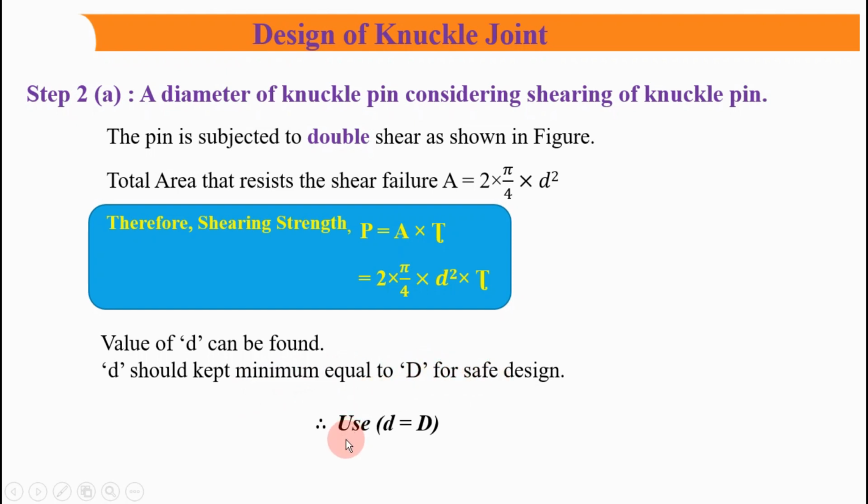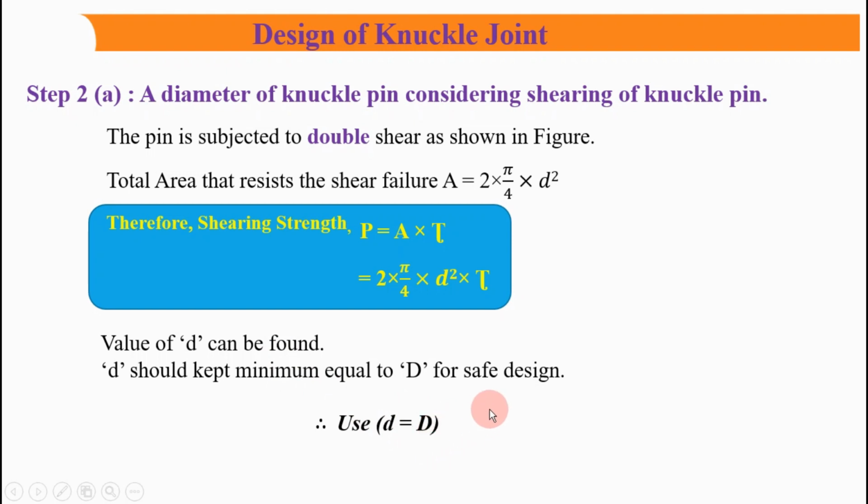That is why I have already told you earlier that we have assumed some empirical relation for designing of knuckle joint. So we need to use this small d is equal to capital D. So whatever the value of small d that we have found out, we need to consider that it should be equal to the value of capital D. Okay, this is step number 2a.